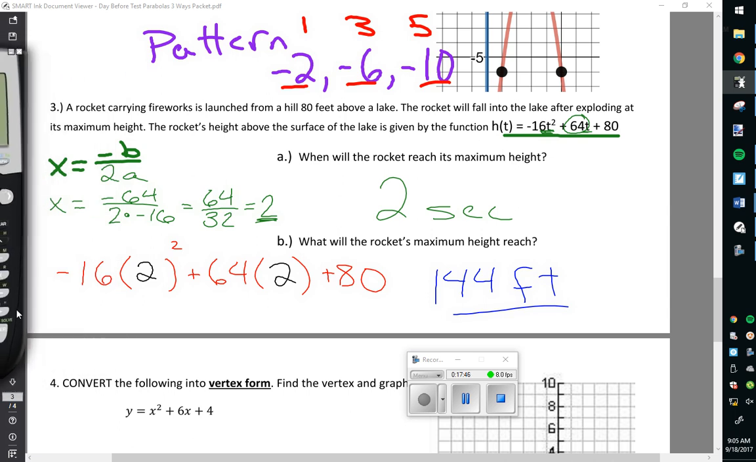Did I divide 64 by negative 16? Yeah. It's 64, negative 64, because it's negative b, divided by 2a, so 2 times negative 16. So 2 negatives make it a positive. 2 times 16 is 32. 64 divided by 32 is 2.